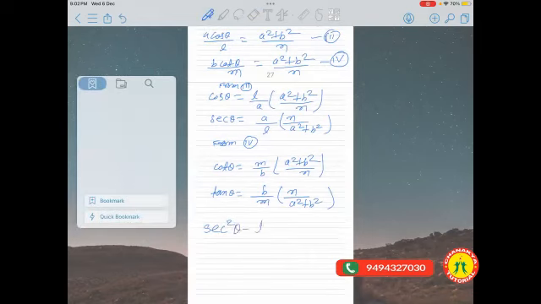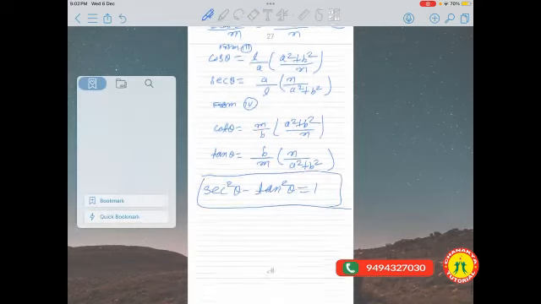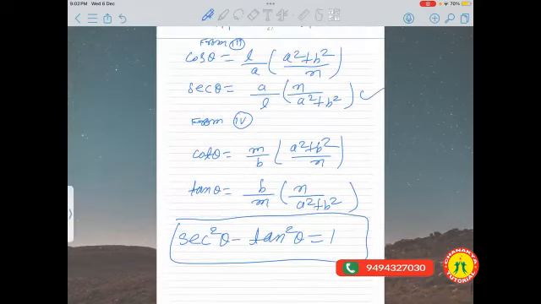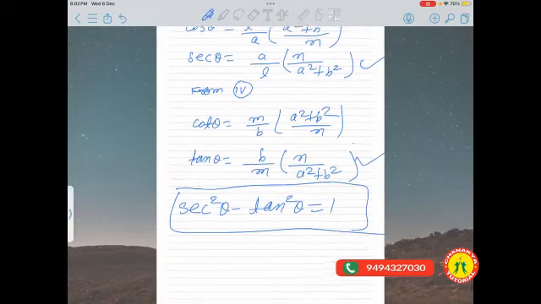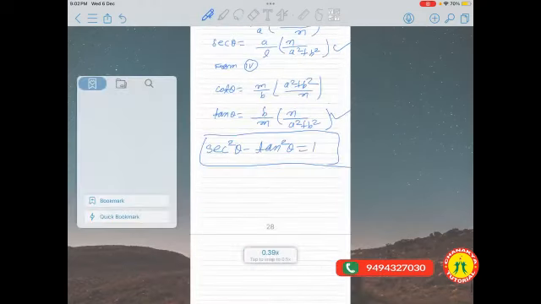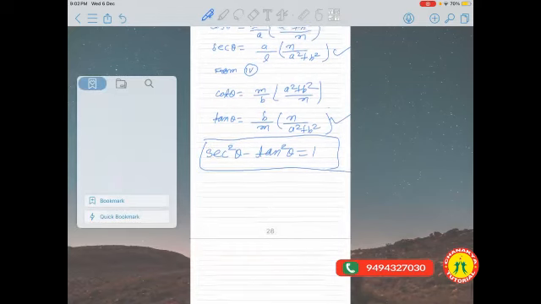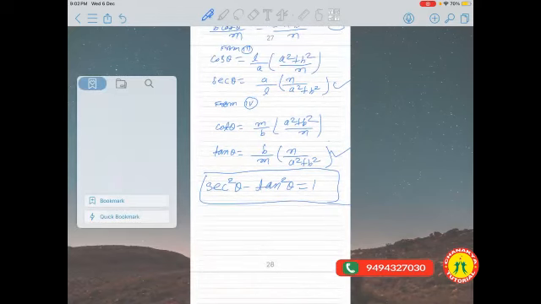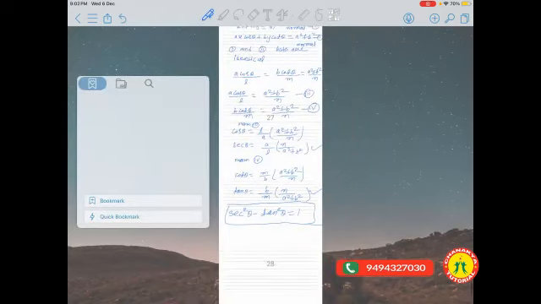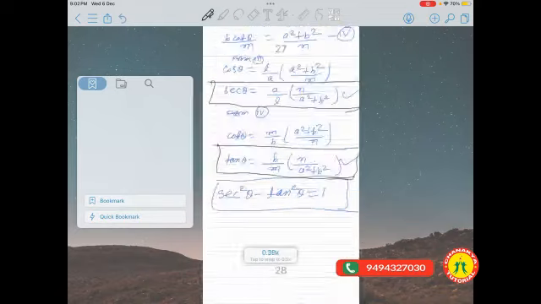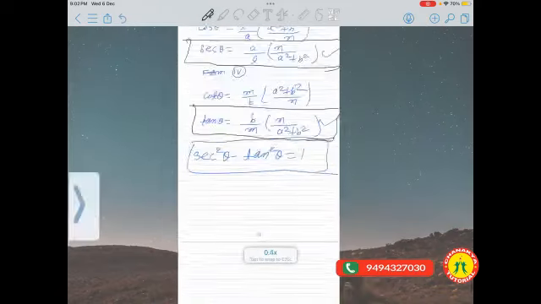Sec square theta minus tan square theta is equal to 1. This identity. Put the value, get the answer. You know the value of sec theta and the value of tan theta. We got the answer. Put the value and get the answer. OK, you got the value of sec theta. This is the sec theta and tan theta is this. So apply sec square theta minus tan square theta equal to 1.